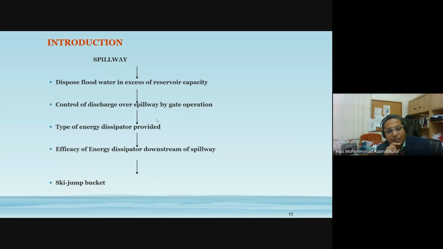Okay, and also I am taking into consideration here the slit bucket. Otherwise you can provide a stilling basin also, but it is very huge and expensive. Why? All the concrete cost and all. Okay, yes. So next slide, please.